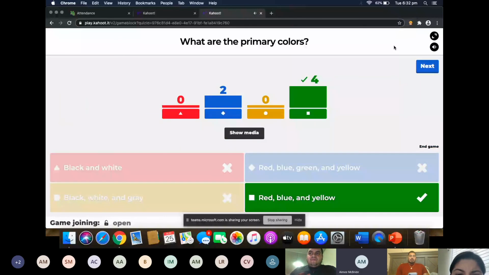Some of you fell for that trick too. Okay, so red, blue, and yellow are the primary colors. You get green by mixing blue and yellow. That means green is a secondary color. And black and white in art are technically not considered colors. They're shades and hues.